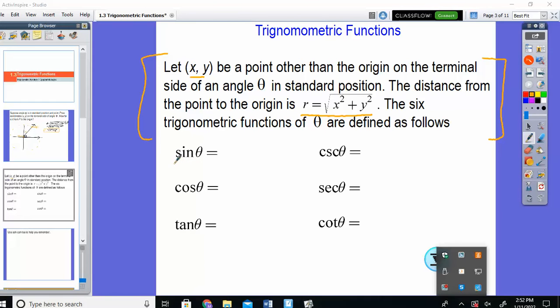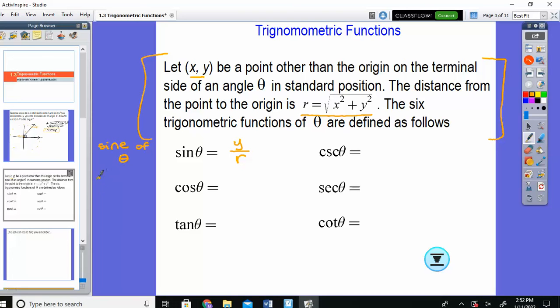This is not "sin." That SIN stands for sine. So this is read sine of theta. Theta is just representing some angle. So sine is a ratio. It is defined to be y divided by r, the y being the y value of your point. We know r is that distance from the point to the origin. So that's our ratio for sine.